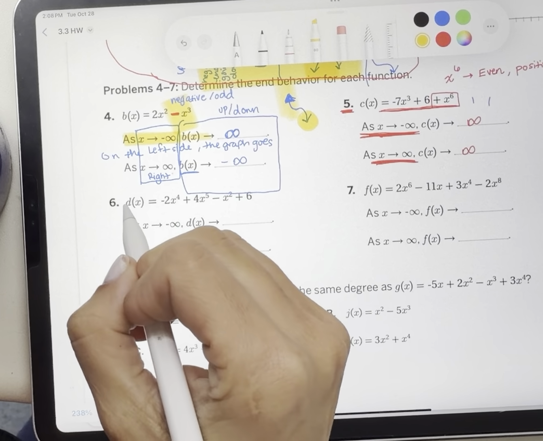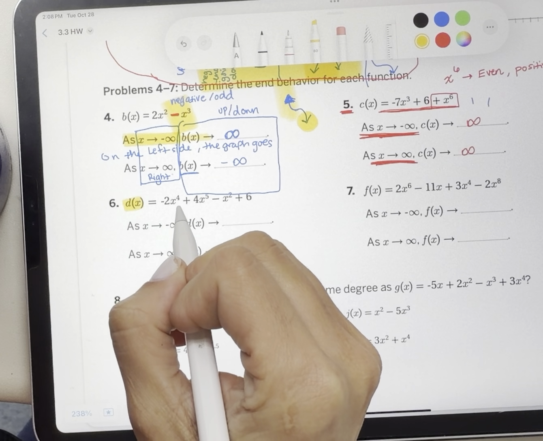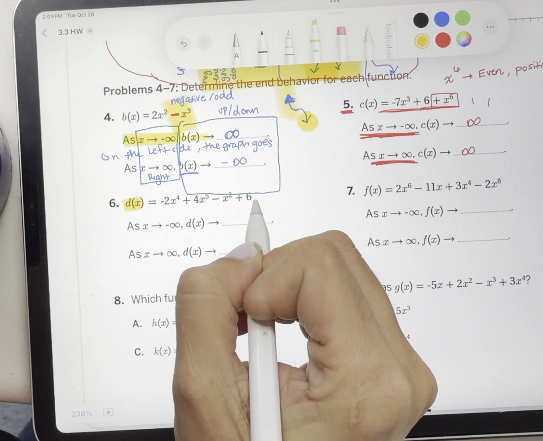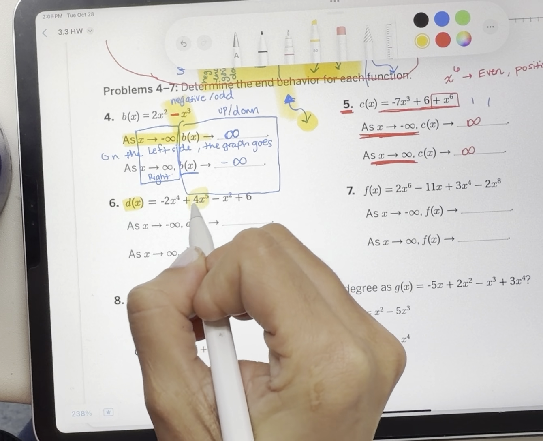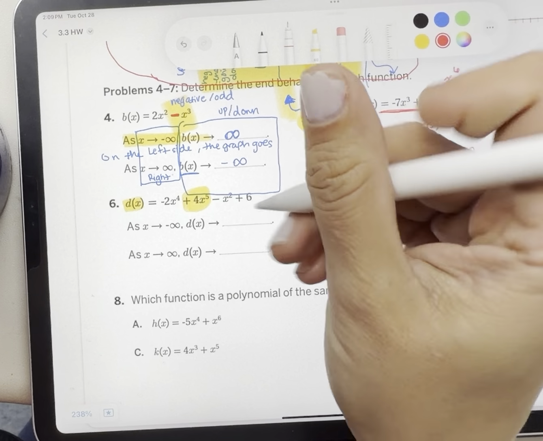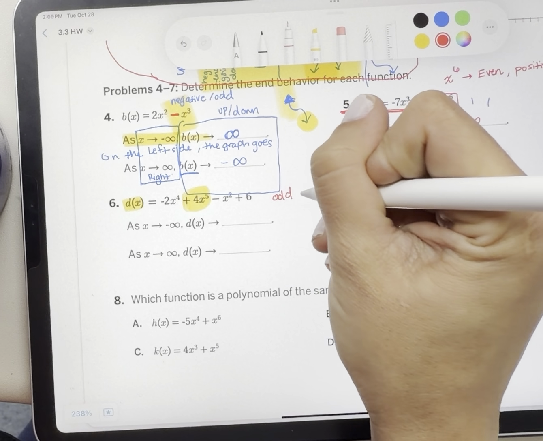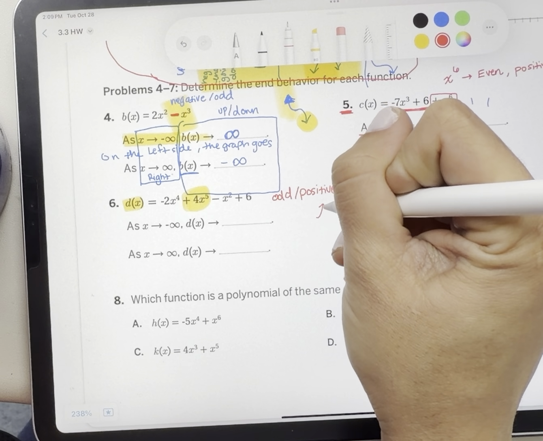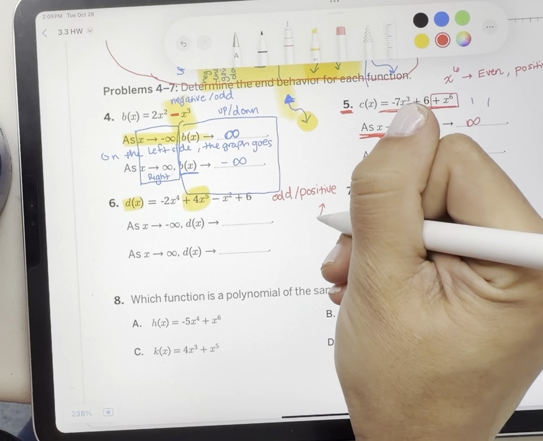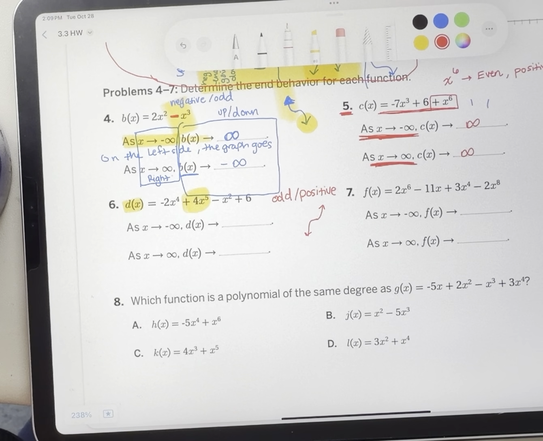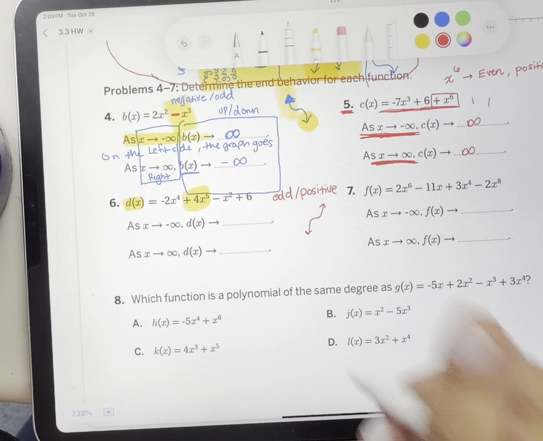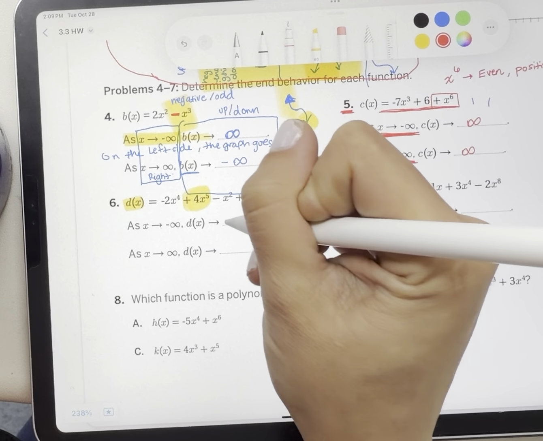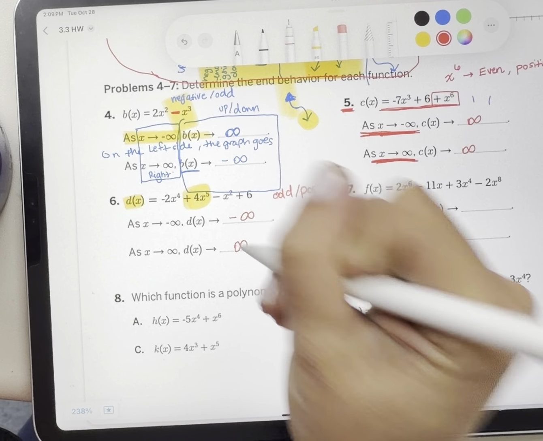Let's look at this guy, d of x. So much going on. I have an x to the fourth, an x to the fifth, and an x to the second, and then that's a 0. So it's this guy. This guy is odd and positive. The positive means that it ends going upward. The odd means that it starts the opposite way. So this is what it looks like. This guy is going from negative infinity. It's going down and then up. Down, up.